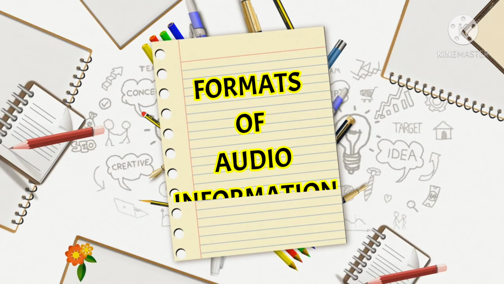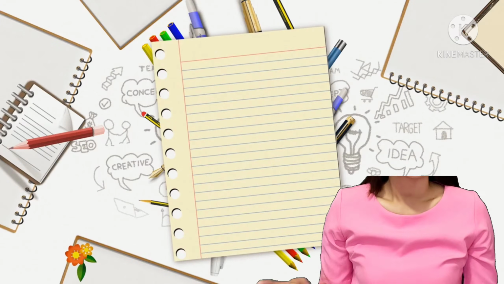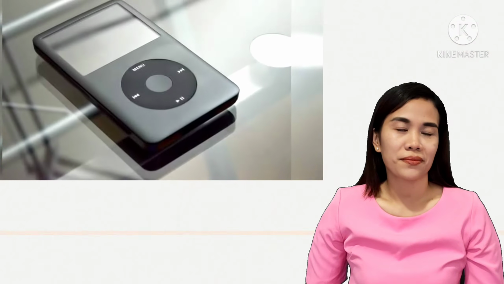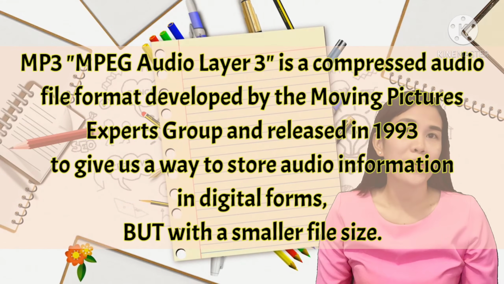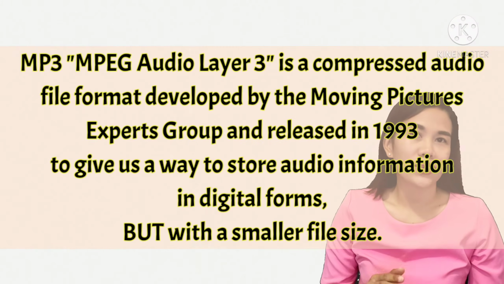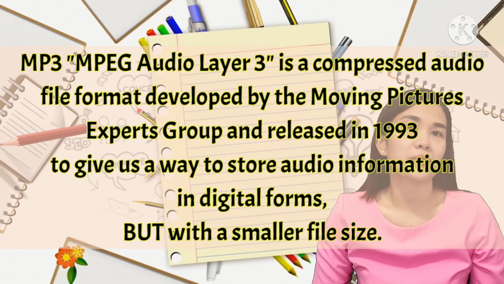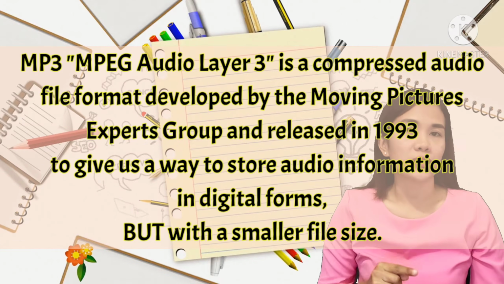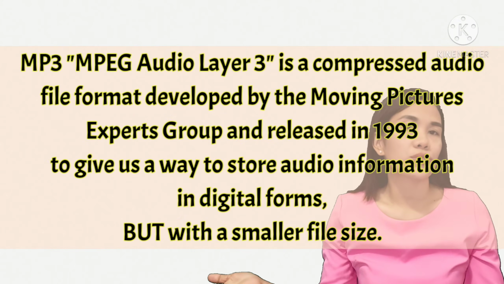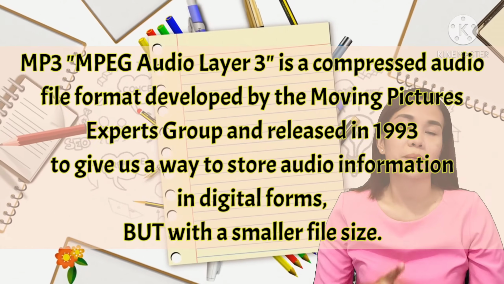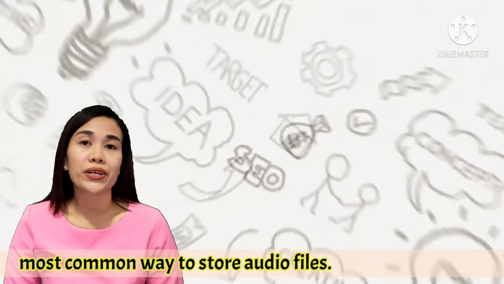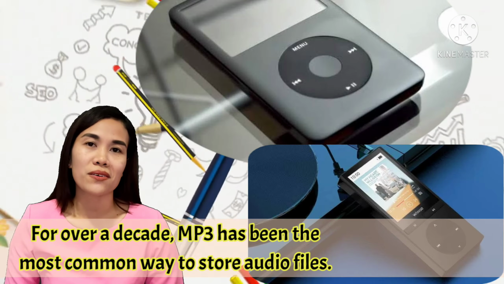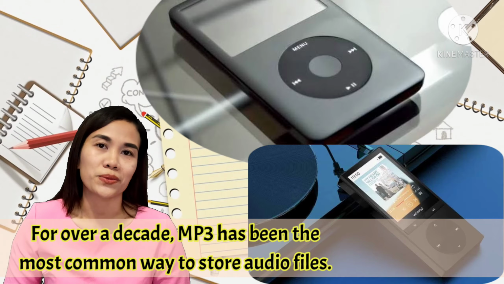Class, the types of audio information can be organized and disseminated into different formats. Number 1. The MP3. Do you know what is the meaning of MP3? The MP3, which stands for MPEG Audio Layer 3, is a compressed audio file format developed by the Moving Picture Experts Group, or MPEG, and released in 1993 to give us a way to store audio information in digital forms, but with a smaller file size. For over a decade, MP3s were the most common way to store music files on computers and portable music players.